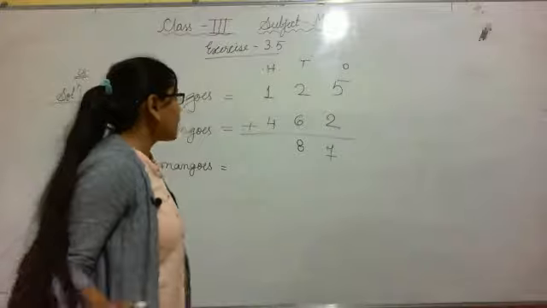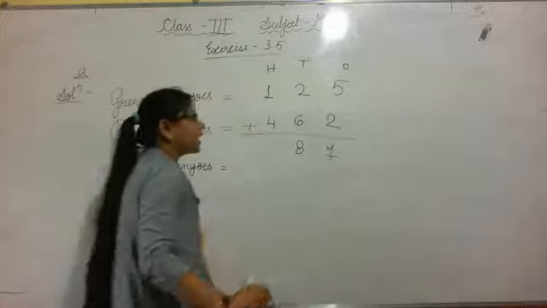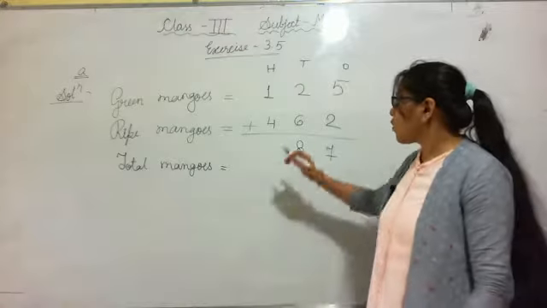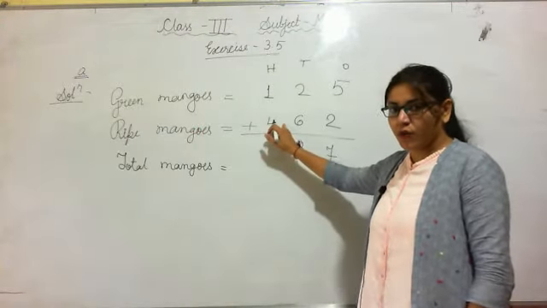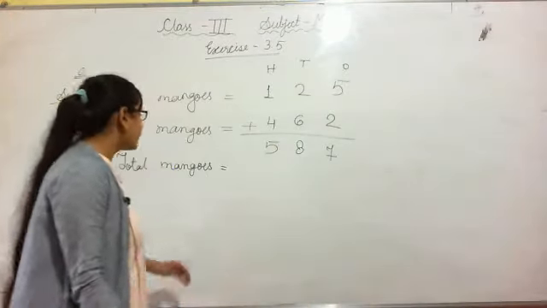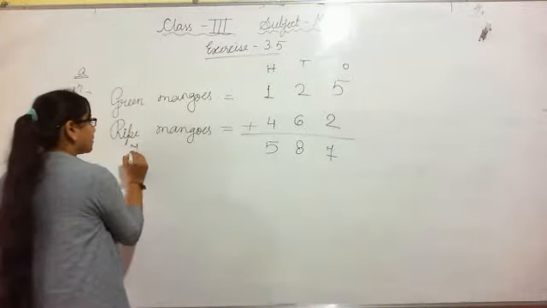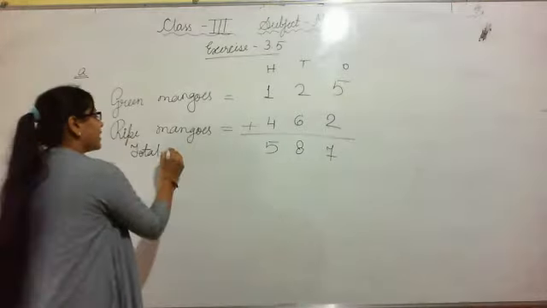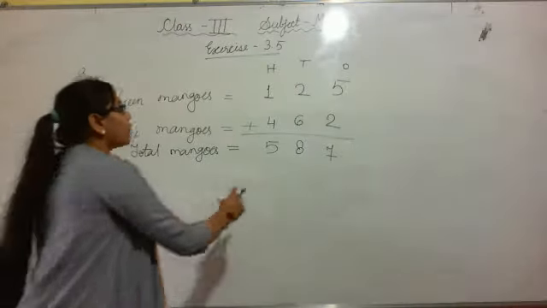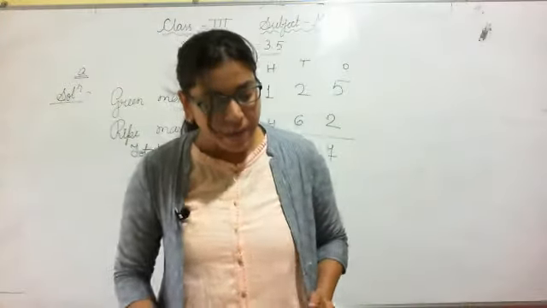Now moving towards the hundreds place, 1 plus 4. Remember the addition property: whenever 1 is added to any number, it gives the successor. So 1 plus 4, what is the successor of 4? 5. So we will write the number 5. Okay, so total mangoes are 587. How many total mangoes are there? 587. Now we have found the total number of mangoes.